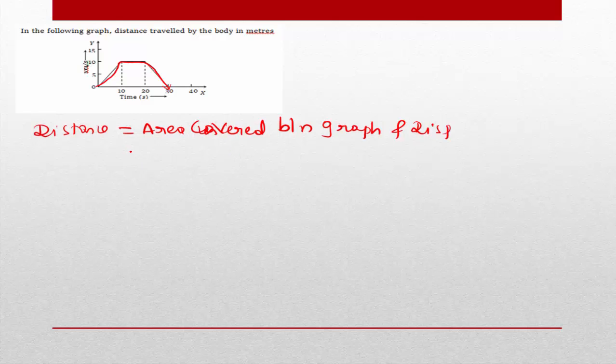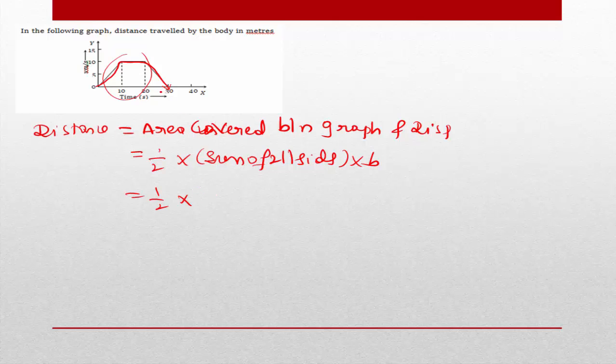Area covered between the graph and displacement is equal to the area of a trapezium. How to calculate the area of a trapezium? It is 1 by 2 into the sum of the two parallel sides into the base. Therefore, 1 by 2 into the sum of the two parallel sides.